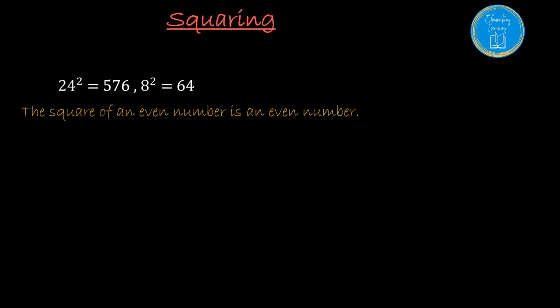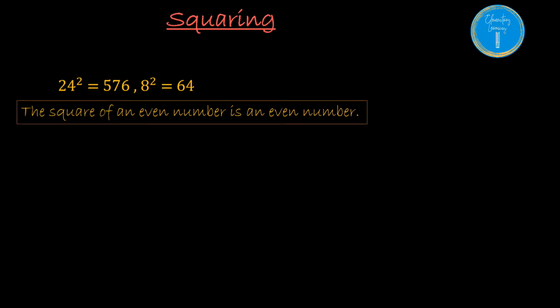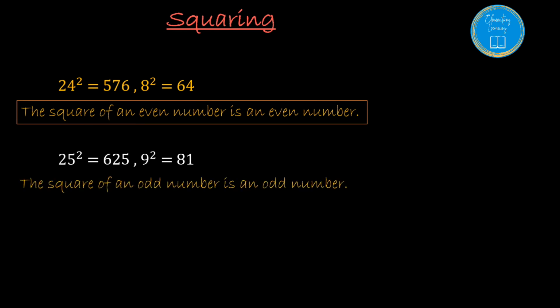Next is squaring. If we take the square of an even number, that is 24 and 8, their squares will be 576 and 64 respectively. So the square of an even number will also be an even number. And if we take the square of an odd number, that is 25 and 9, their squares will also be an odd number.